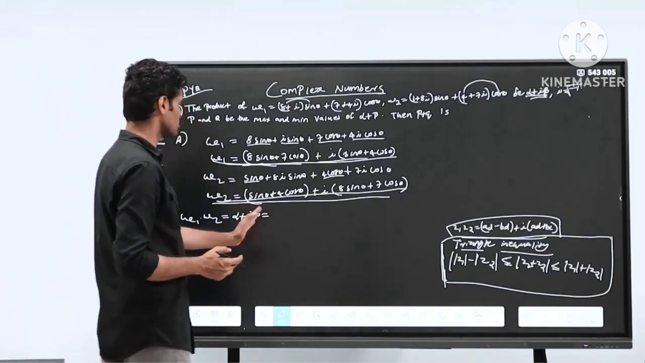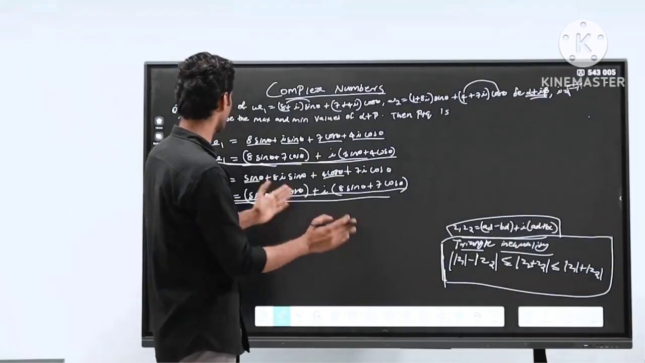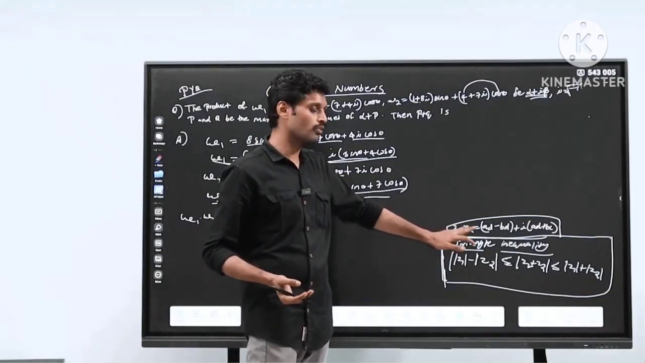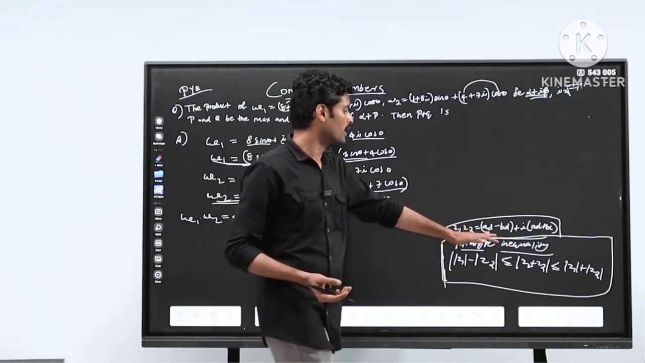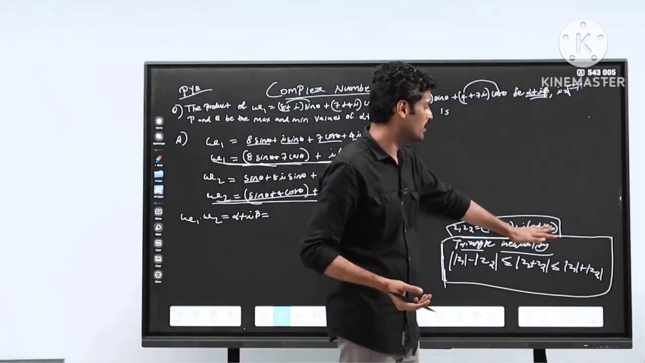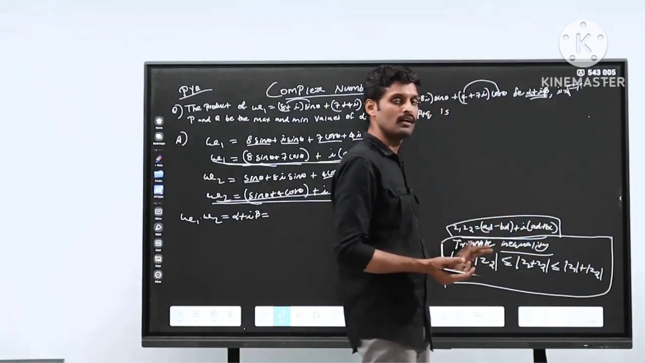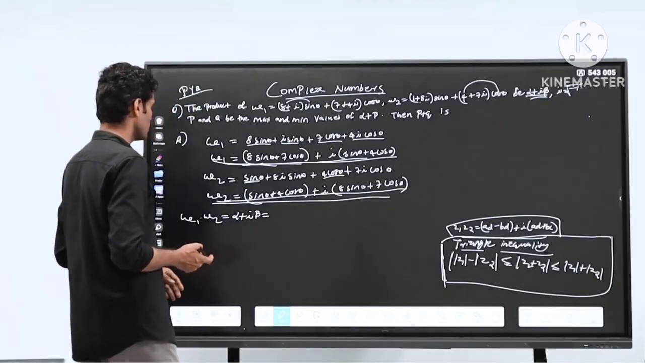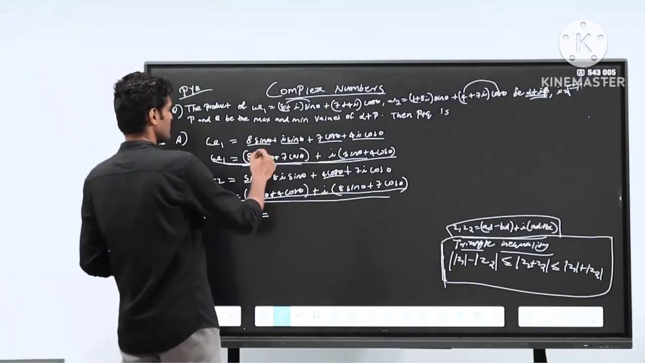So we are going to multiply two complex numbers. For multiplication, we know that Z1 Z2 equals AC minus BD plus i into AD plus BC. This is the formula for complex number multiplication. We already discussed that.